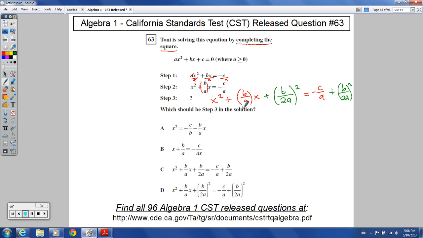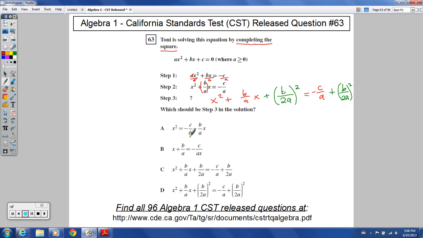And what should be step 3 in the solution? Well, it's this right here. What you see right here should be the answer. And again, I could have left this off. I didn't have to put parentheses here and here. So why don't I just get rid of that so it looks just like what you see down here. What choice is that going to be?